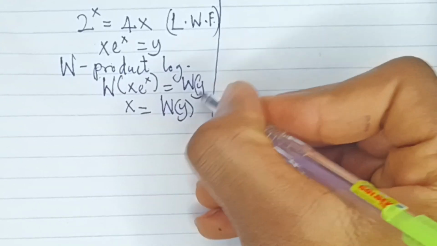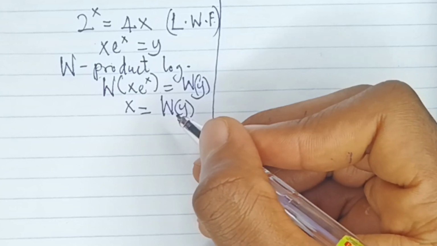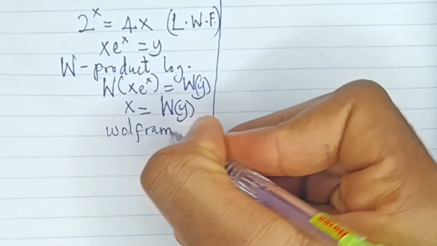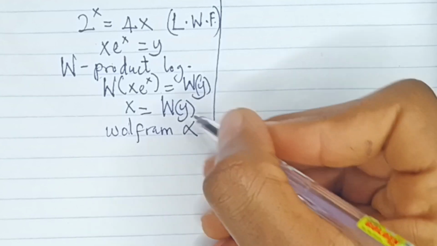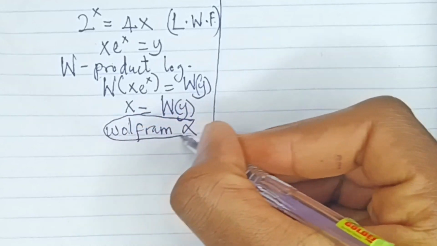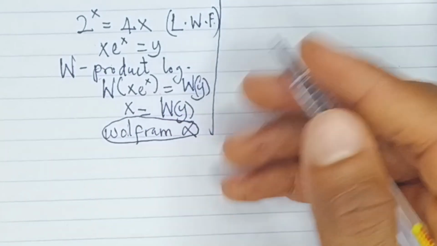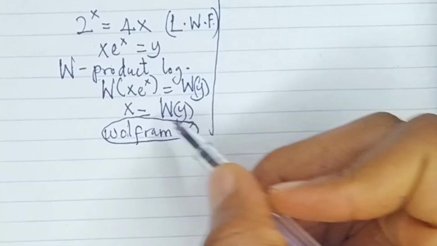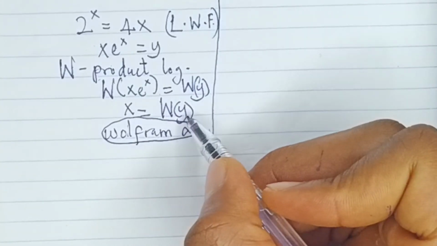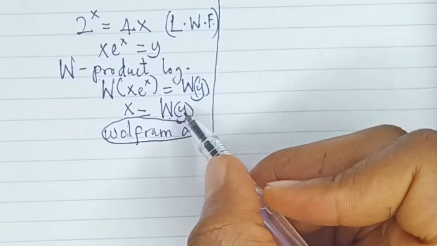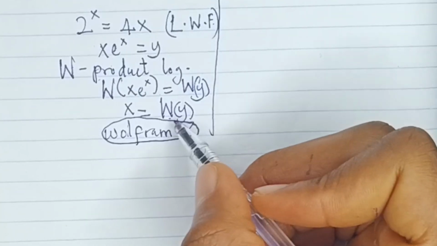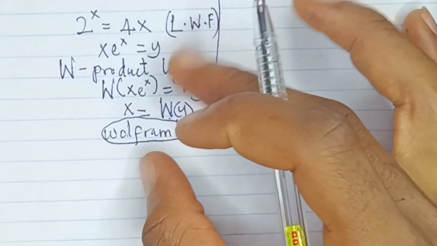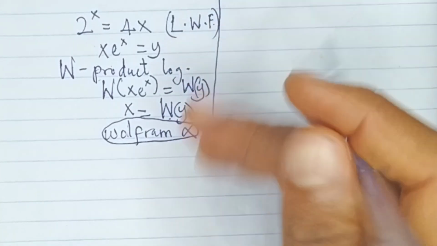And then there is a calculator. I don't know if you've heard of it. It's known as Wolfram Alpha. This is the name of a computer calculator that can compute stuff and calculate this for you. So you just type in product log of whatever number you want. So this W simply stands for product log. Type in product log of 20, for example. It gives you the answer. That's how this whole Lambert's W formula thing came about.